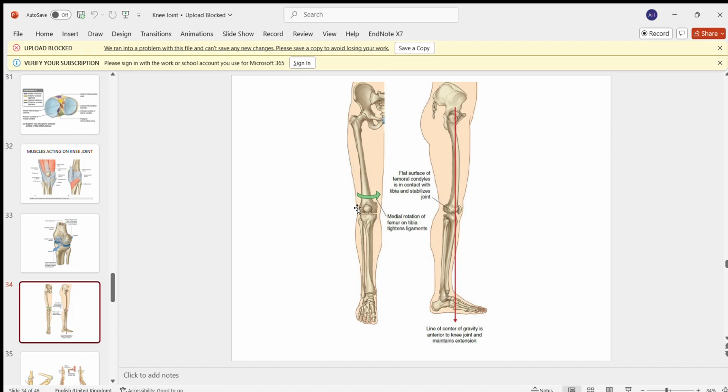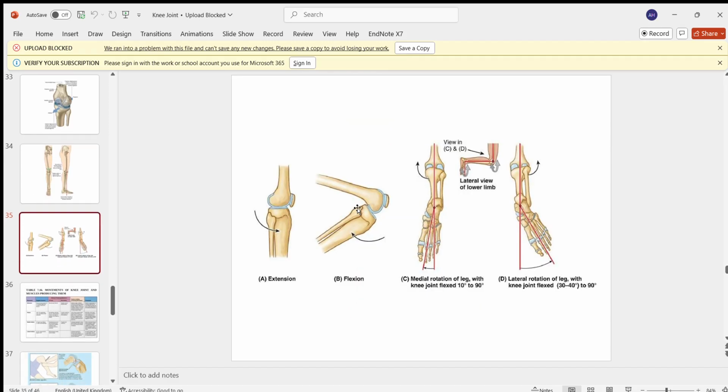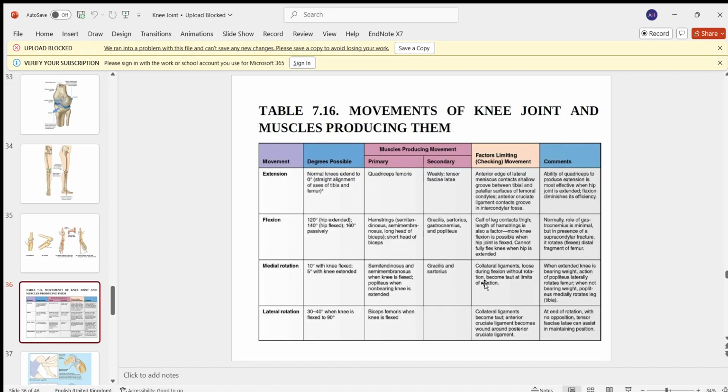So, the locking and unlocking of knee joint is very important. When the knee joint is extended and foot is on the ground, there is medial rotation of femur on tibia by the vastus medialis. And when there is unlocking, for that there is lateral rotation of femur on tibia by the popliteus, and the leg can be flexed. These are the various muscles producing these movements.